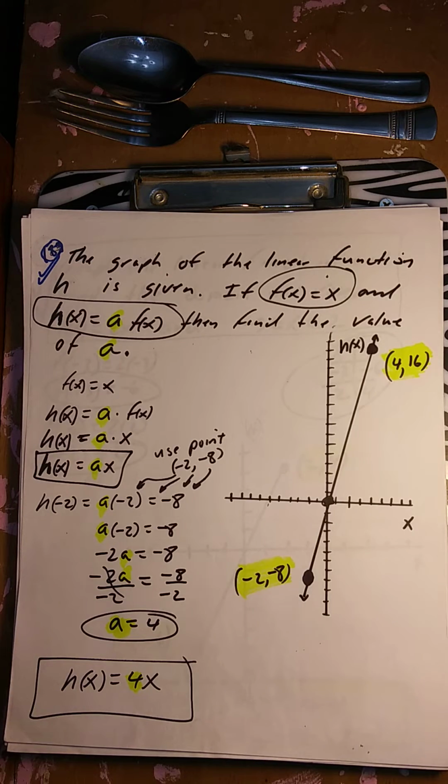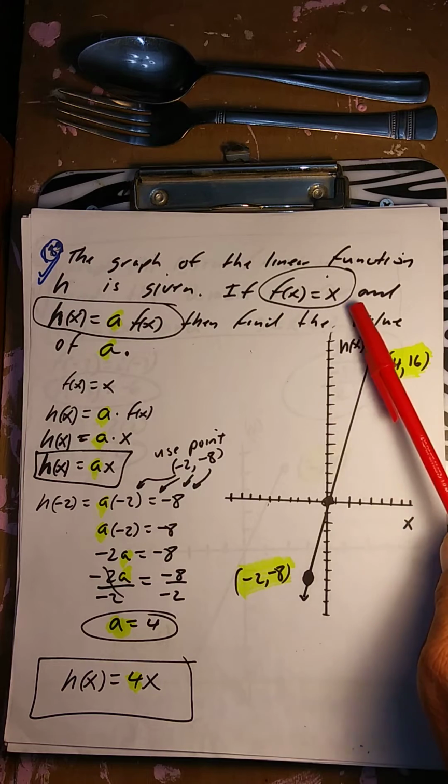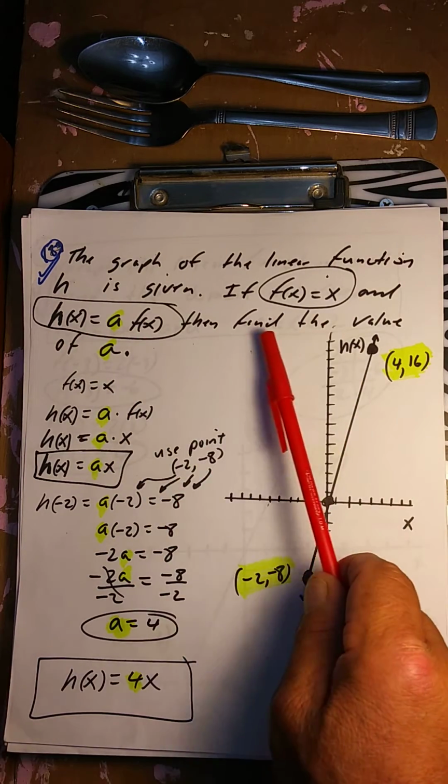The graph of the linear function h is given. If f of x is x and h of x equals a f of x, then find the value of a.